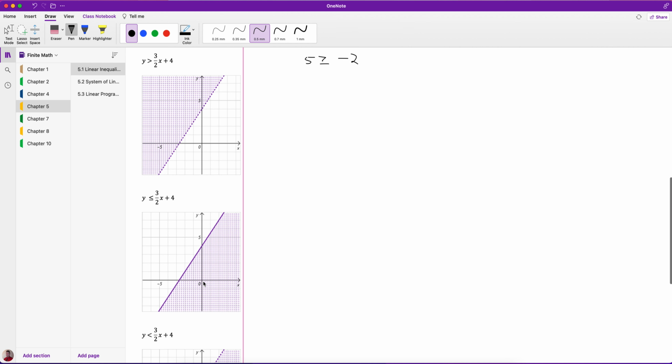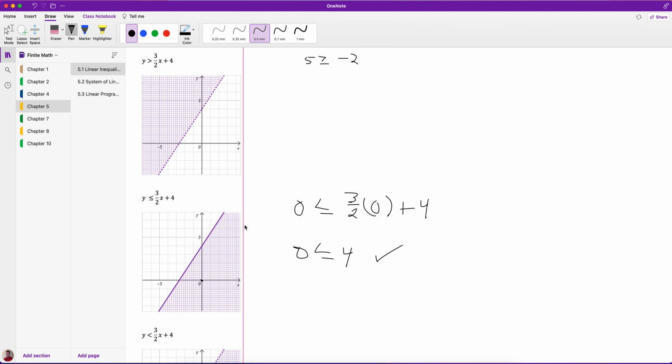And because now, again, I can try 0, 0 into this equation, I get 0 is less than or equal to 3 halves times 0 plus 4, right? And then 3 halves times 0 is 0, plus 4 is 4, so I get 4 is greater than or equal to 0. So this is true, so I color that way.